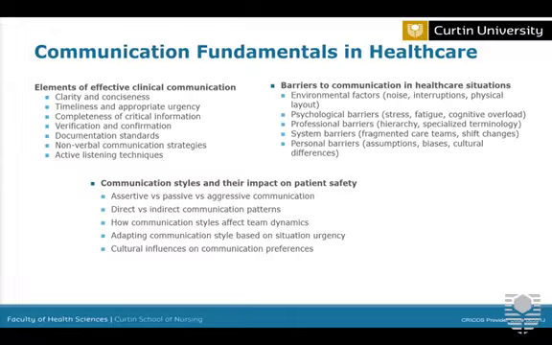So when we're thinking around professional communication, we're also thinking around our communication style and its impact on patient safety. So that's why we will always use an assertive approach, such as ISBAR, so that we're working within that protocol of communication. And this then negates the passive versus the aggressive communication. We also use ISBAR because it's a direct communication method rather than an indirect one, because we don't want to be second guessing processes around communication.